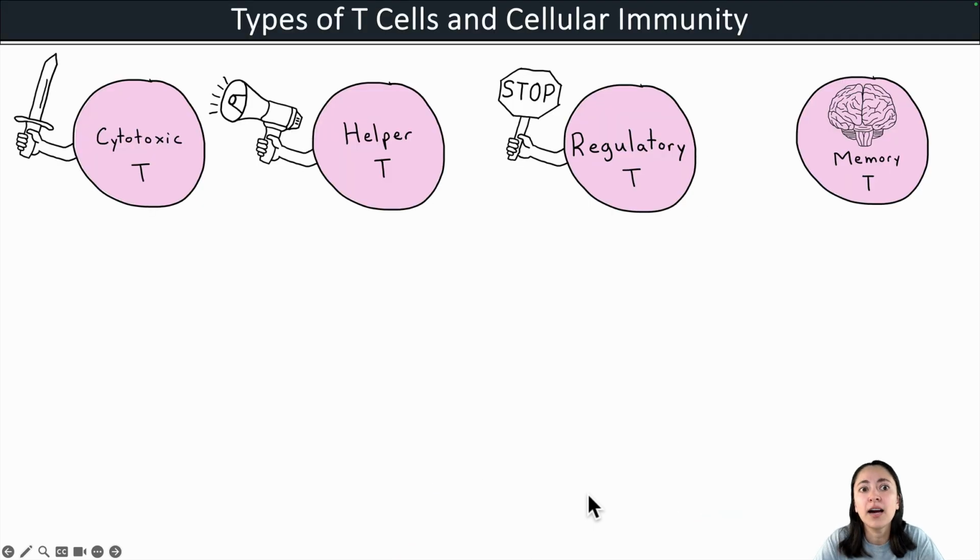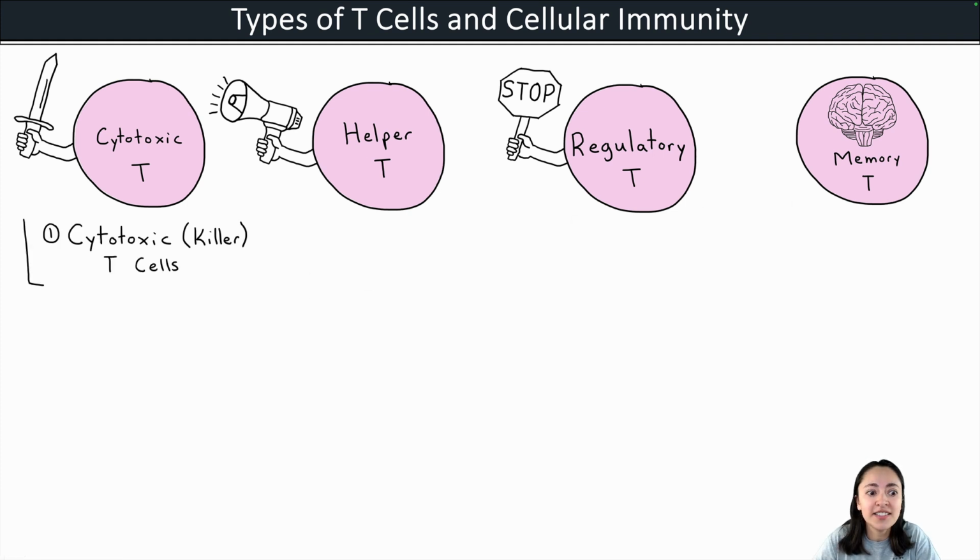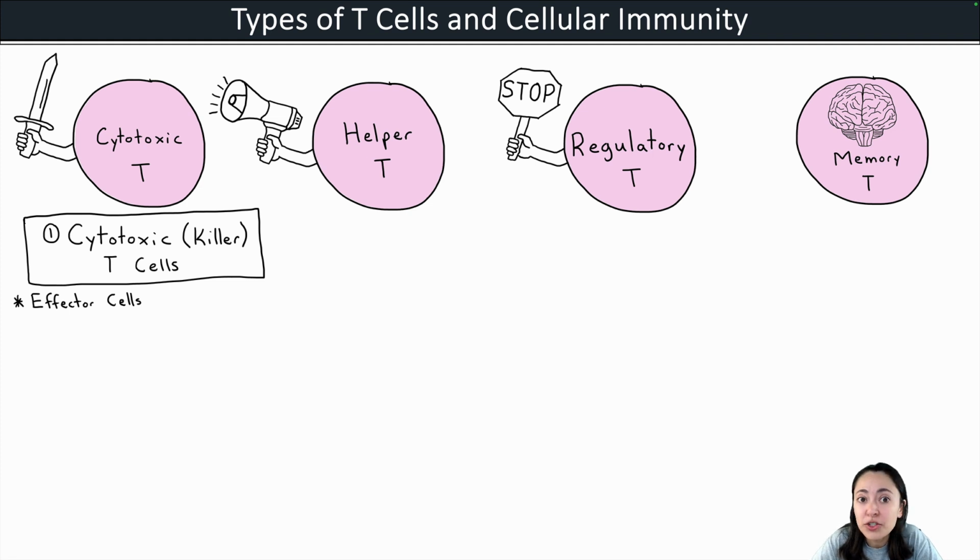Now let's look at the types of T cells that are involved in cellular immunity and their different roles. We have cytotoxic T cells, helper T cells, regulatory T cells, and memory T cells. Cytotoxic T cells are also known as killer T cells, because they are the effector cells of our cellular immunity. They are the actual cells going out and killing other cells.